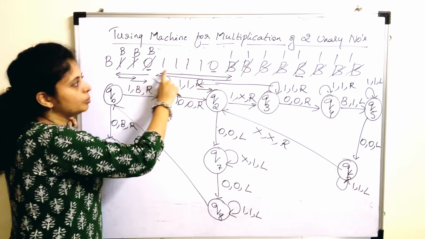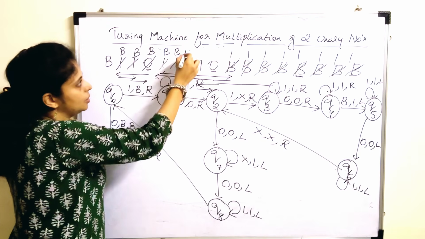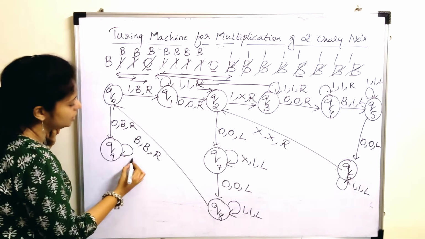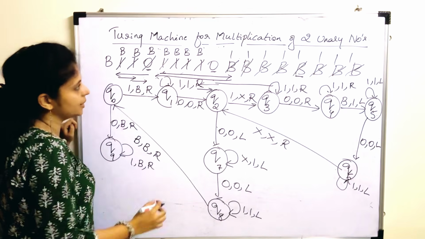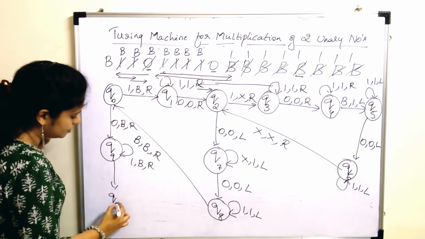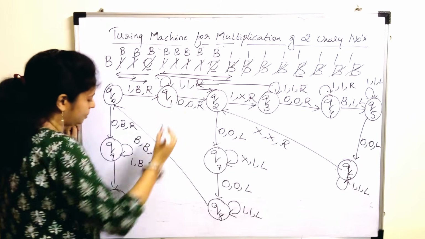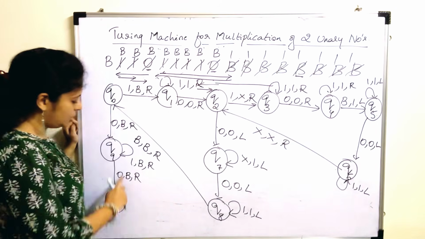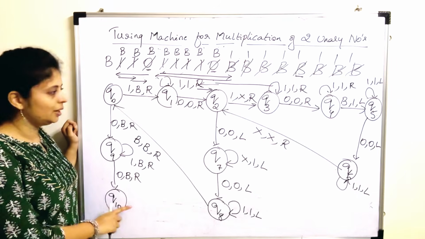Now we have n number of 1s. So all these 1s should be marked with blanks. So it is a loop again. 1 will become blank, move towards right side. Now when we get 0, this 0 also will be marked with blank, move towards right side. So this will be our final state. As we all know, in Turing machine there won't be any final state.